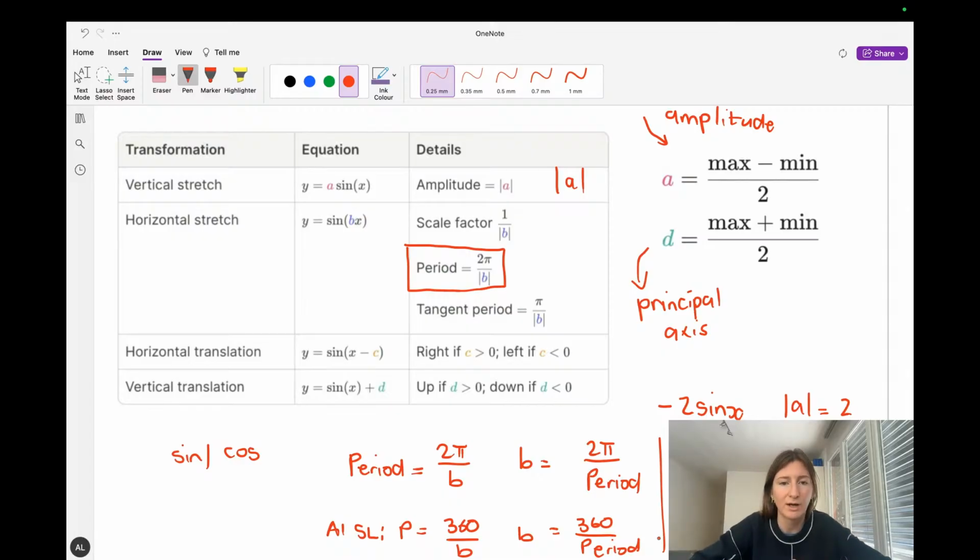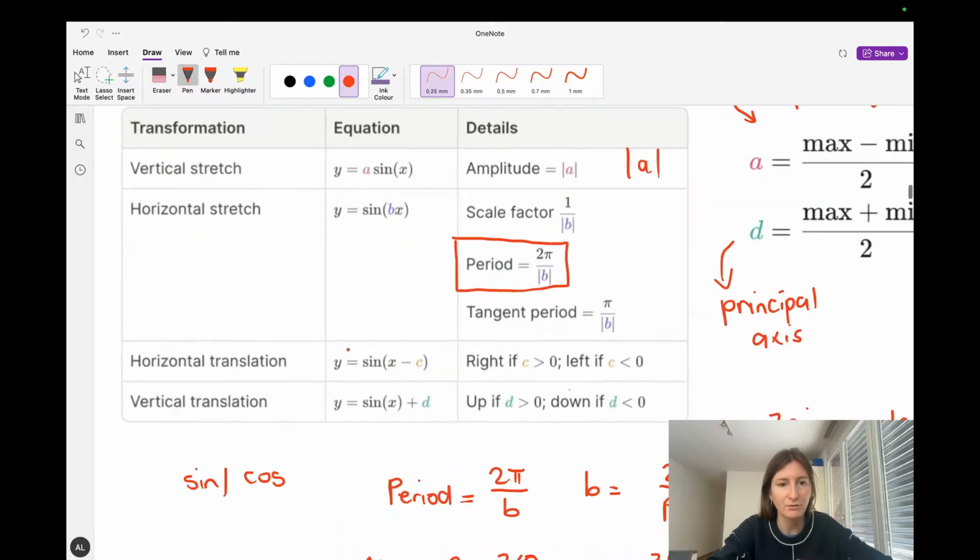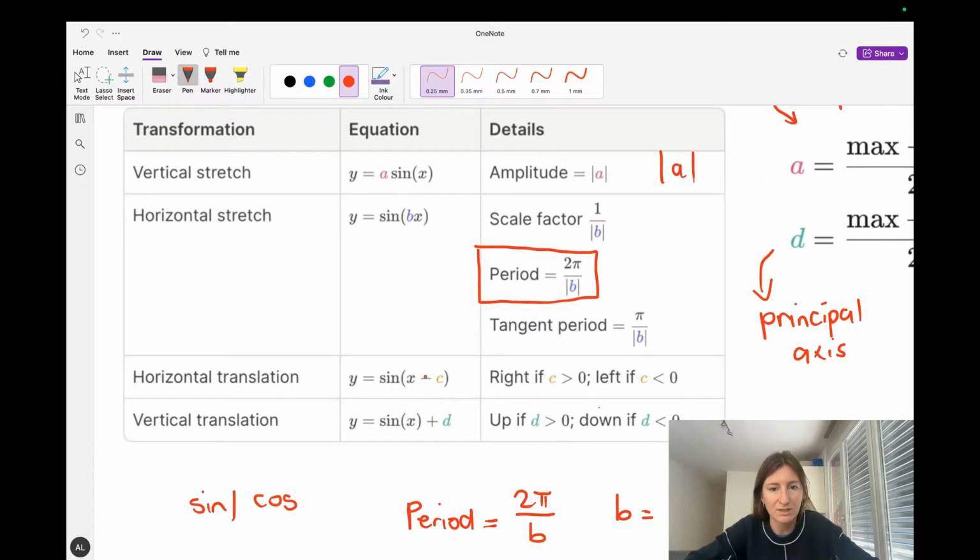So this is how you can work out the period if you're given b, or find b if you're given the period. And the other ones are horizontal and vertical translations. Note that c here is written as negative c, so this can be a bit confusing.